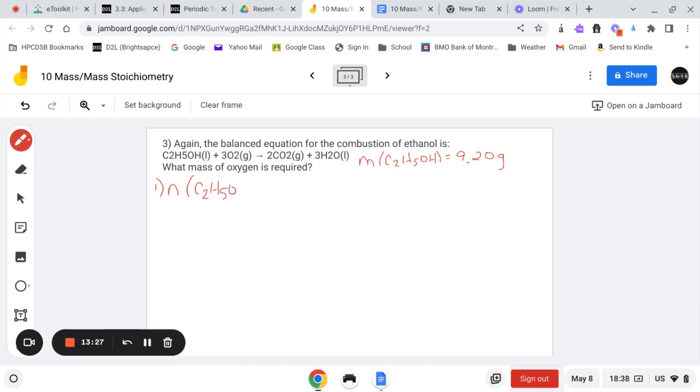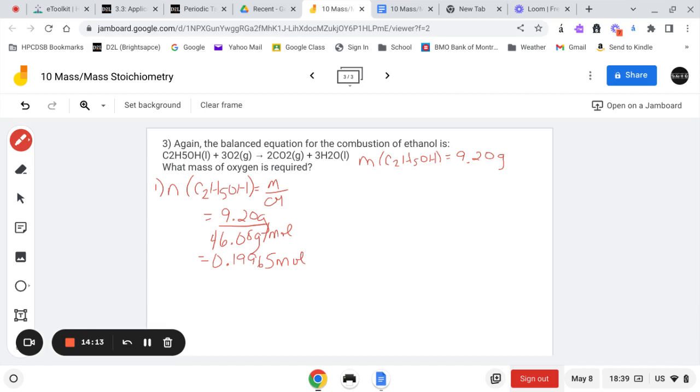So C2H5OH, and we're using mass over molar mass. We're taking 9.20 grams, and we're dividing by the molar mass of ethanol, which again, we can just look back at the previous question, but we'll just do it here quickly. So I'm getting 46.08, and we're going to divide that out. So 9.2 divided by 46.08 gives me this value of 0.19965 moles.